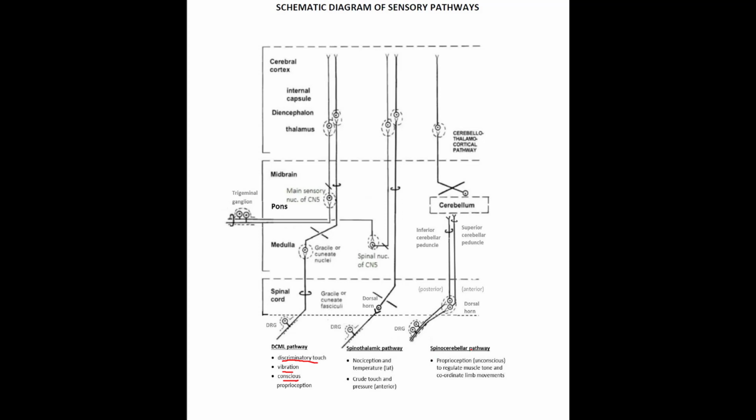We also have spinocerebellar pathway, which is associated with proprioception, or muscle tone, or coordination of the limb movements. For the purpose of your pracs, we'll be looking in detail at the DCML, or the dorsal medial lemniscal pathway, and the spinothalamic pathway. Please use this image, which is available in your study manual, as a guide.